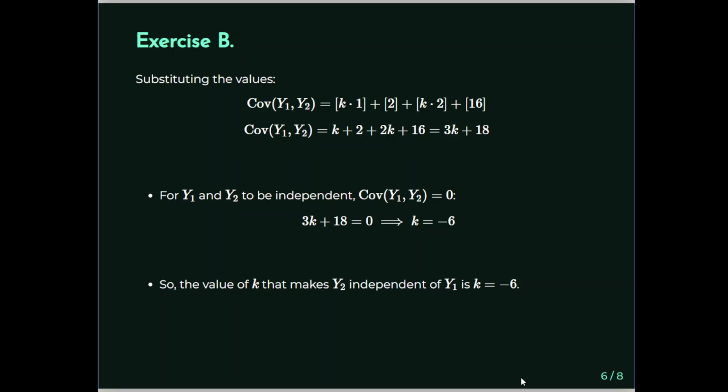For y1 and y2 to be independent, the covariance must equal 0. So we need a value for k that makes 3k plus 18 equal to 0. Necessarily that is minus 6. So the value of k that makes y2 independent of y1 is minus 6. Okay, so that's it. We'll leave it there.